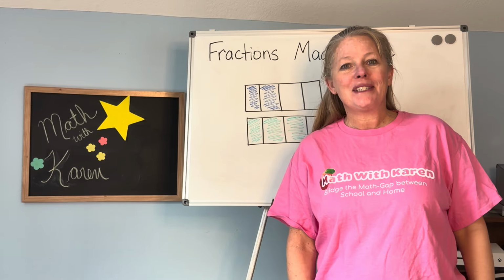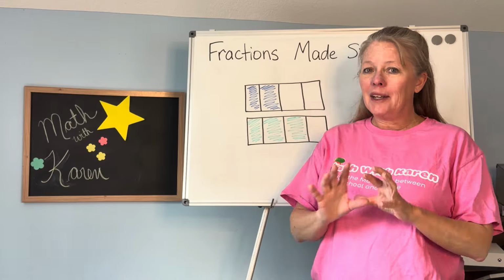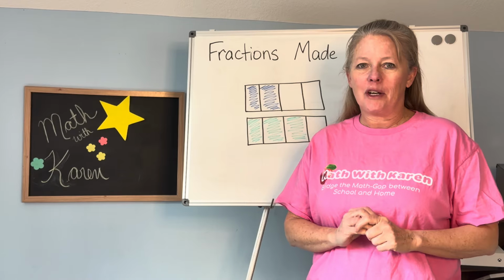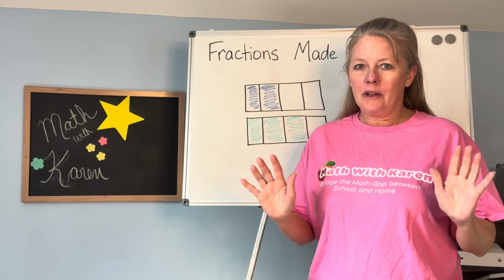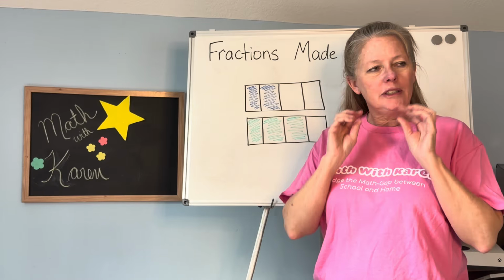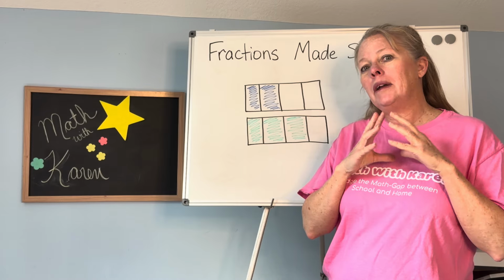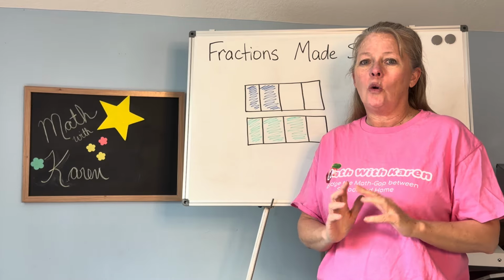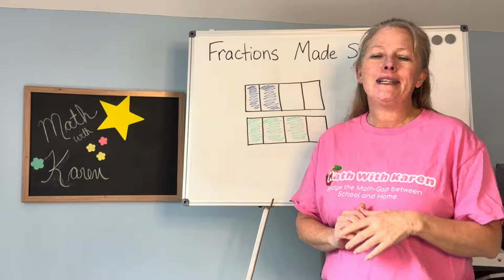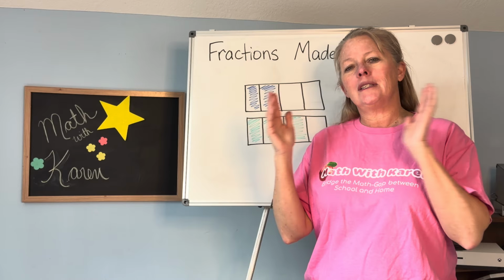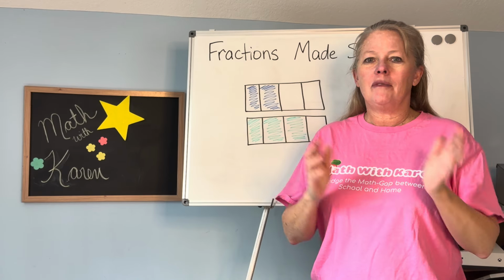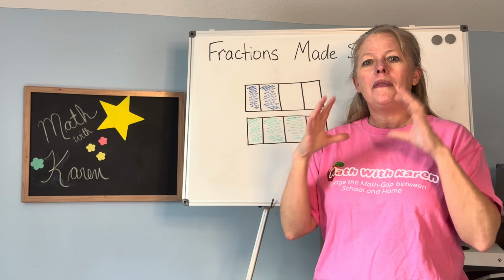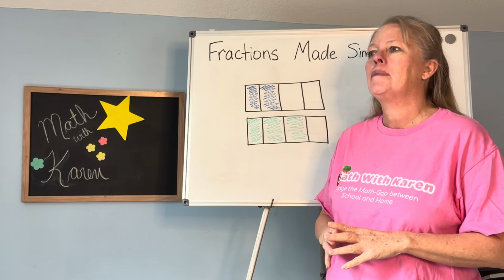Let's make fractions simple. Today we are going to focus on comparing fractions with the same denominator. Before we go any further, we do need to understand that when we are comparing fractions, we want to be sure we start with the same size whole. So if you're talking about pizzas, you're talking about large versus large, or medium versus medium, not large versus small or medium. You want the whole to be the same size.